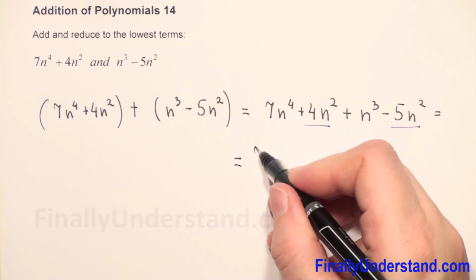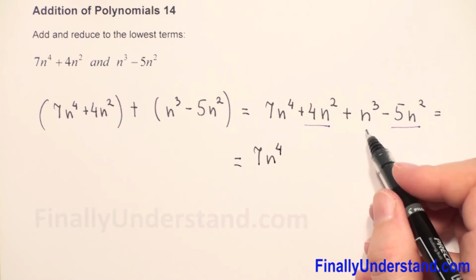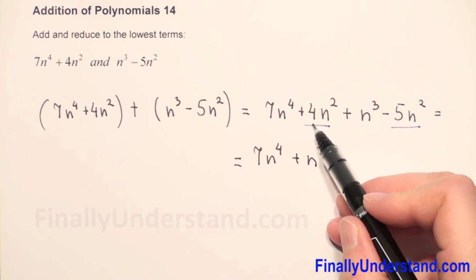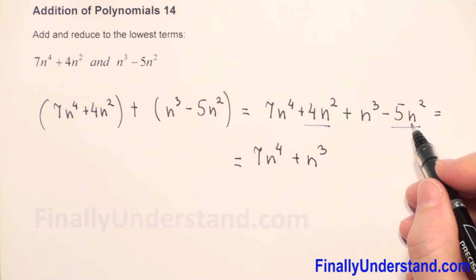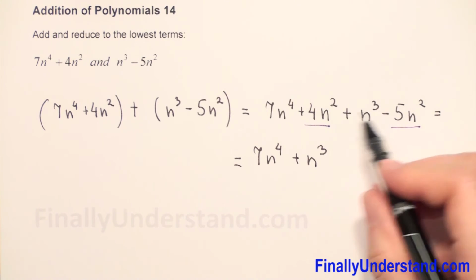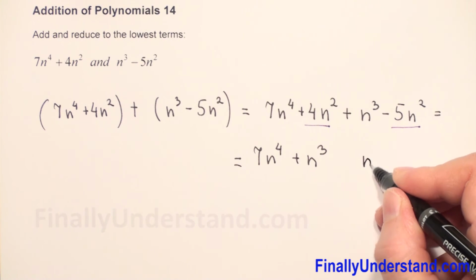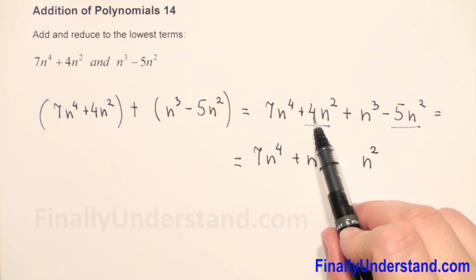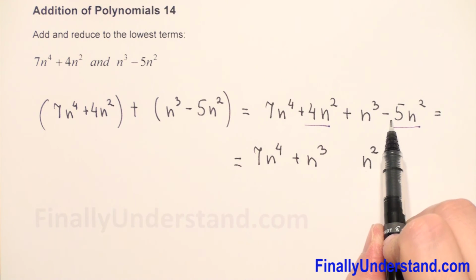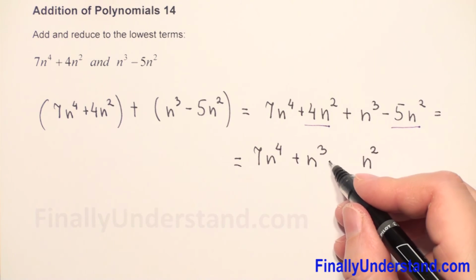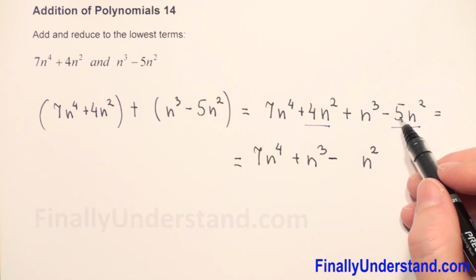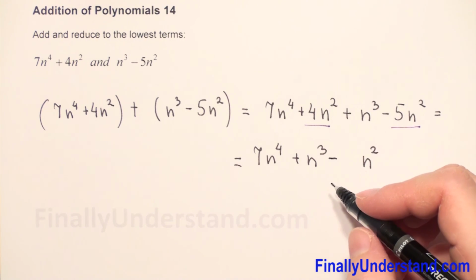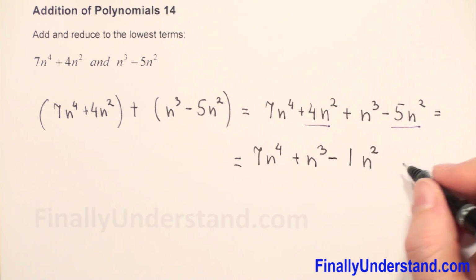So this is equal 7n to 4th power. Next we have n to 3rd power, and we have 4n squared minus 5n squared. The same variable with the same power. So we copy the variable with the power, and we have to just add the coefficients. We have 4 plus negative 5. The largest number has negative sign, so we have to keep negative sign, and we just subtract 5 minus 4 is 1. So this is equal.